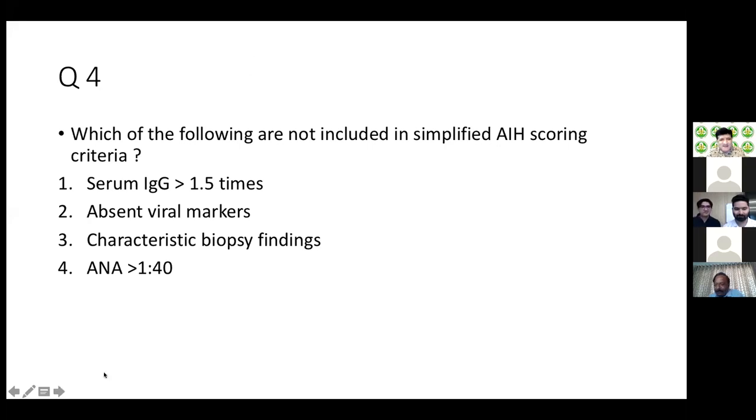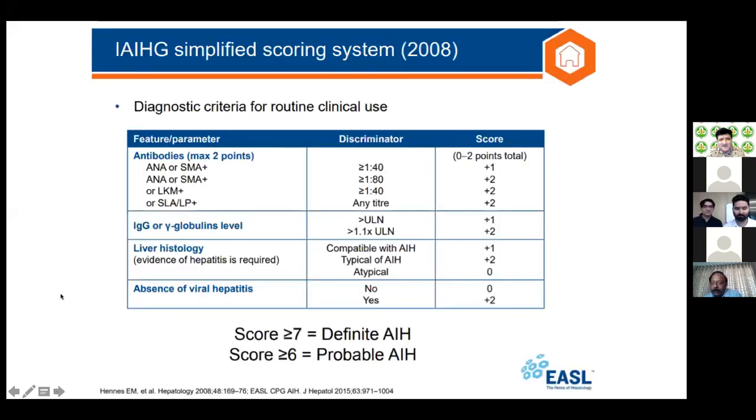Sunil, can you tell us the criteria here, the simplified criteria? This is the simplified scoring system, which was published in Hepatology in 2008. I think this is the score which is being used more commonly by all the physicians now, and applicable more in a seropositive state. So it is being used in places where the autoimmune markers are positive. If you take antibodies, IgG levels, liver histology, and the absence of viral hepatitis, a score of 7 or more is definite AIH, and a score of 6 is considered probable AIH. So what would be the score in our patient?